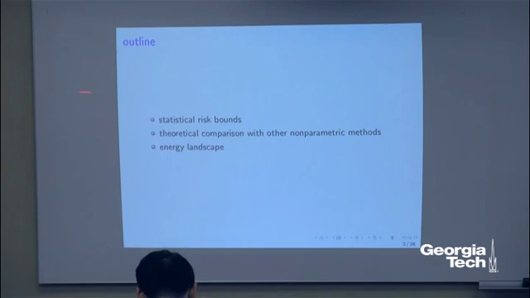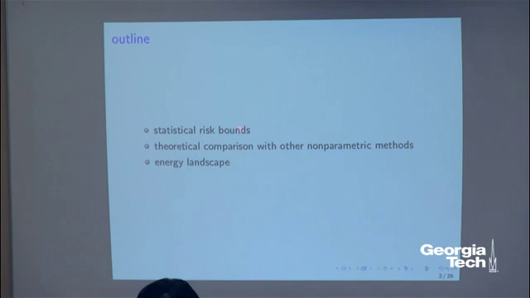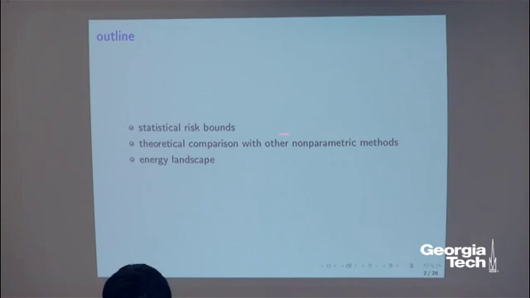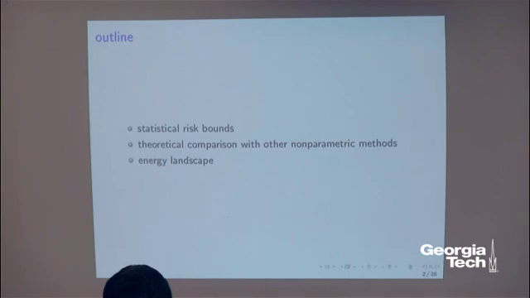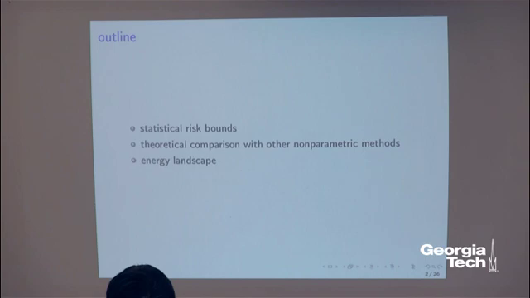So we first talk again about these statistical risk bounds. And then in the second part of the lecture, I want to talk about how these results compare to other theoretical results that you can achieve for other well-known methods in non-parametric statistics and machine learning. And then the final part of the lecture will have some ideas about theory for the energy landscape.